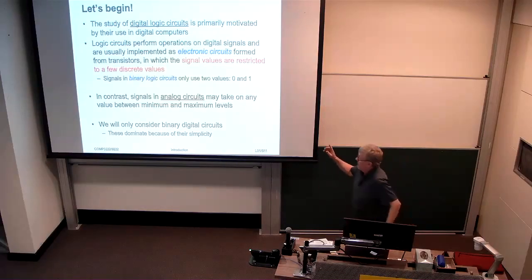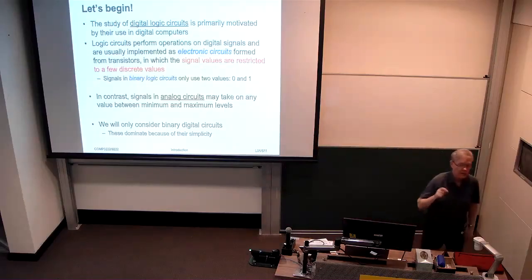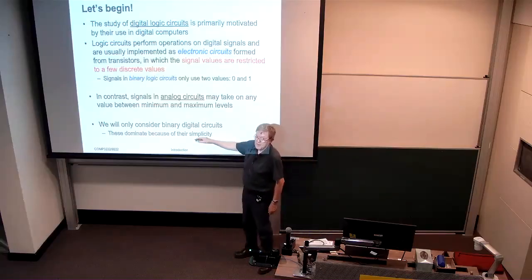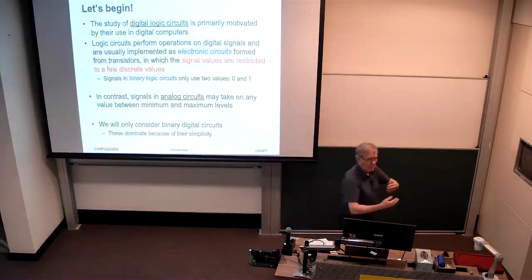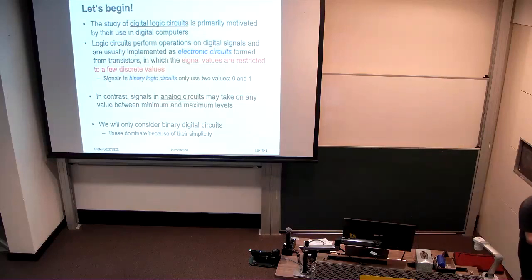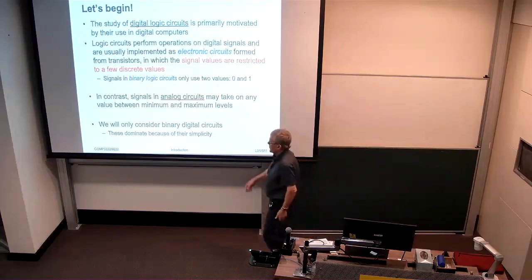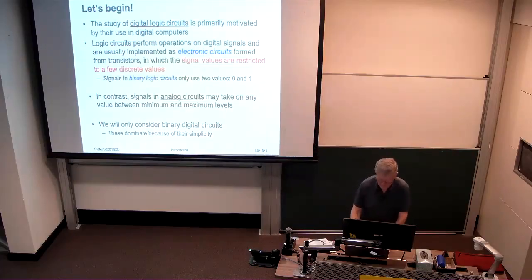Anyway, we're going to consider binary digital circuits, and they dominate because they're simple and easy to manufacture, and they are no less powerful than ternary or decimal digital circuits, each of which would have more values that you could use for the signal, but the difference in size is insignificant. The difference in complexity is insignificant. So it's easy to show that binary is just as powerful as any of the other possibilities.